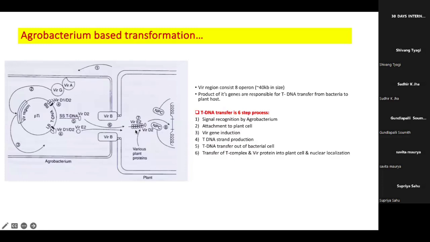So now in the plant, your single stranded T-DNA has moved along with VirD2, VirE2, and another factor, that is the VirF complex. So VirF will also move along with this complex, and now it will go into the plant cell, and there through the nuclear pore complex it will enter the nucleus, and there it will do the illegitimate recombination. It means the recombination will not be guided; it will randomly go and insert into the plant DNA. So this was about the agrobacterium based transformation.